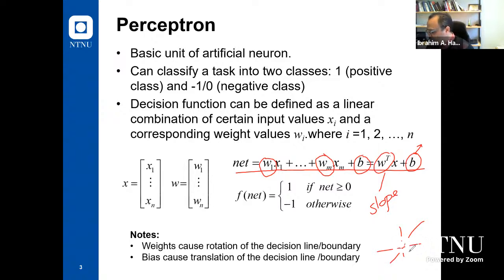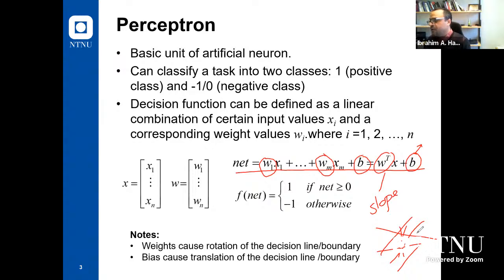So b is this intersection, and omega is the slope. When we change omega, we change the slope of the line, and when we change the bias, we can shift the line up and down, correct? We can go up and down in our search space. So you have this line, you can have another line up, you can go down, you can change the slope, so you can get different types of lines. And this is very important because those are the tools which will help us control the decision boundary so we can classify our problem.